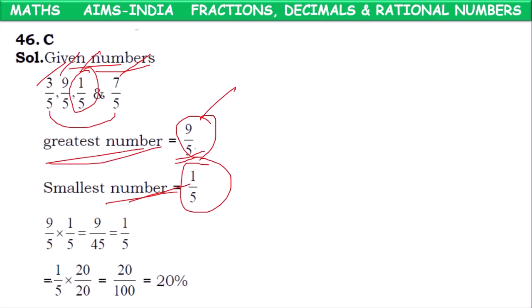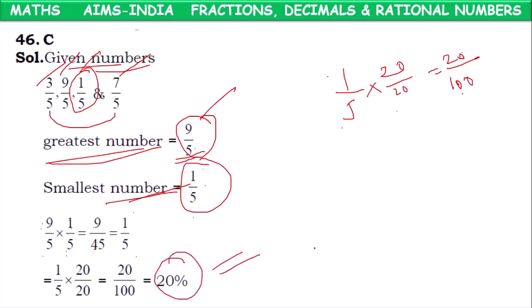So, now the smallest number out of the greatest number, 1 by 5 out of 9 by 5, means 1 by 9. If you want to convert into percentage, multiply by 20 by 20, so that it will become 20 by 100. 1 into 20, 5 into 20, 20 by 100, which is equal to 20%.